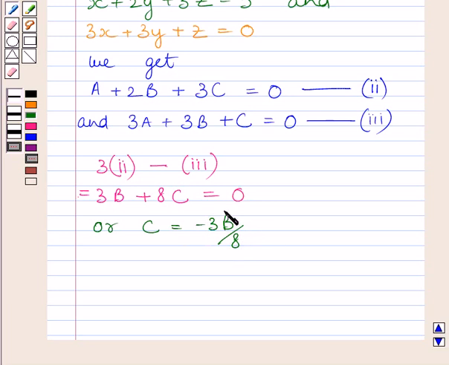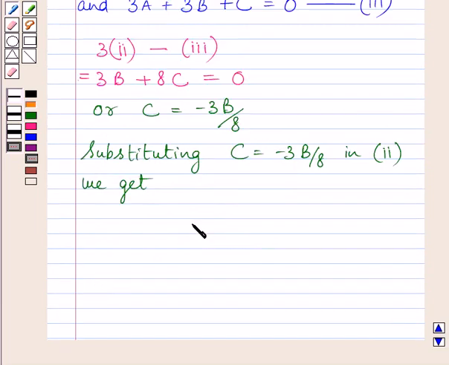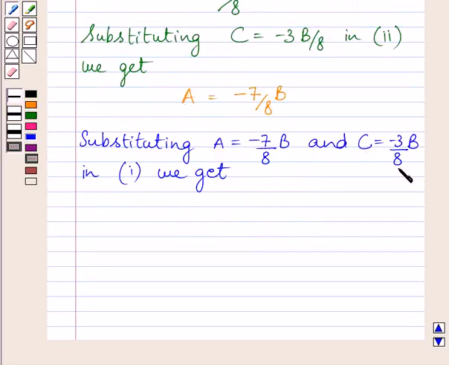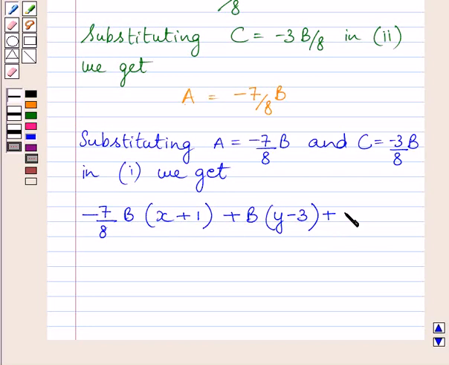Now we will substitute this value of C in equation 2 and we get A is equal to minus 7 upon 8 B. Now substituting values of A and C in equation 1, we get minus 7 upon 8 B multiplied by x plus 1 plus B multiplied by y minus 3 plus minus 3 upon 8B multiplied by z minus 2 is equal to 0.